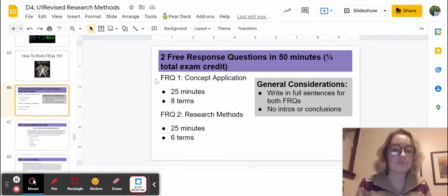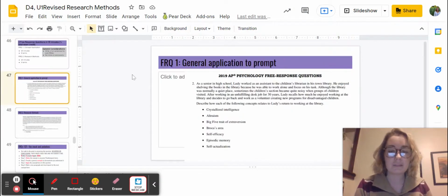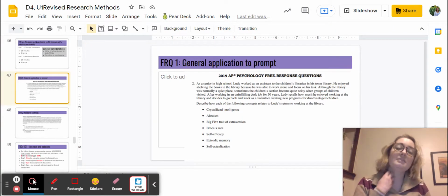So let's go through and look at what FRQs are all about. We're going to first look at some examples of the concept application FRQ, and then we'll look at some research methods ones. So this is from 2019.